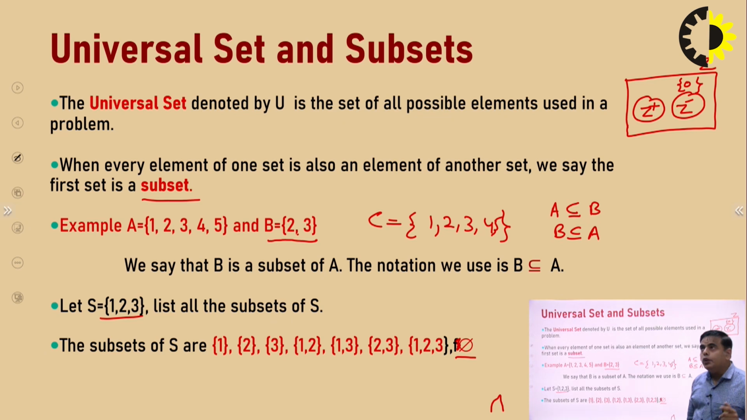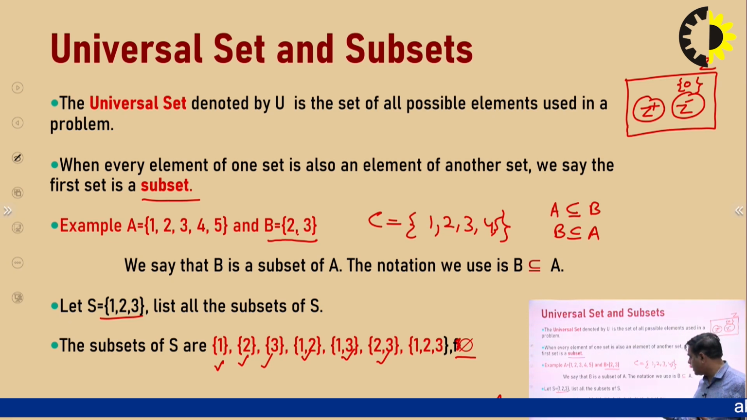Okay. Then you will create the subsets having 1 element only. In such a case you will create these 3 elements: 1, 2 and 3. Then you will create the subsets having 2 elements. Then you will write {1, 2}, {1, 3} and {2, 3}. Then you will create a subset having 3 elements, because our set has 3 elements.